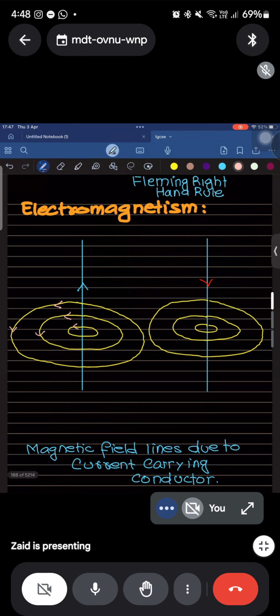Okay, anti-clockwise, and the other one is clockwise. Is that clear? Okay, so this is for your current coming out, like upward and downward.